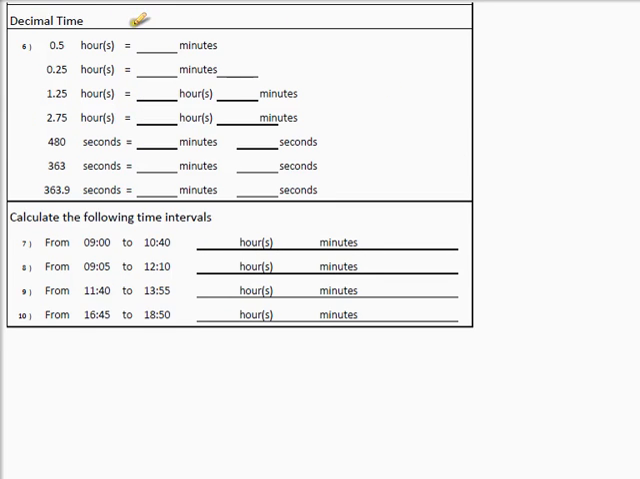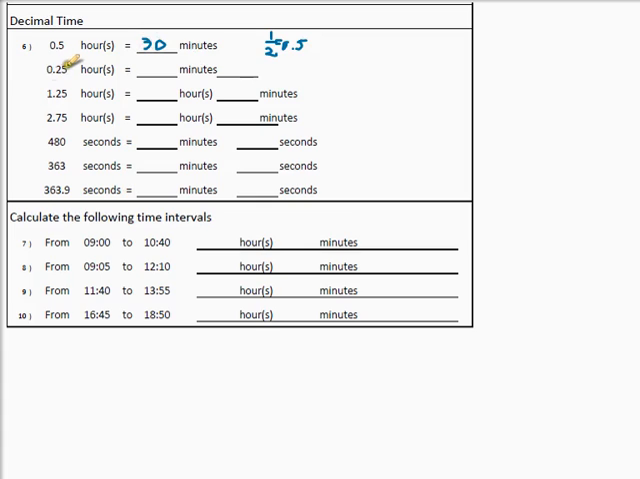Now we're quickly going to look at decimal time. If you work with your calculator and you get a decimal answer, you get 0.5 hours. How many minutes is that? Now I get different answers. Some students say it's 5 minutes, others say it's 50 minutes. But what is 0.5 as a fraction? It is a half, isn't it? A half is 0.5. In other words, it's half an hour, which is 30 minutes.